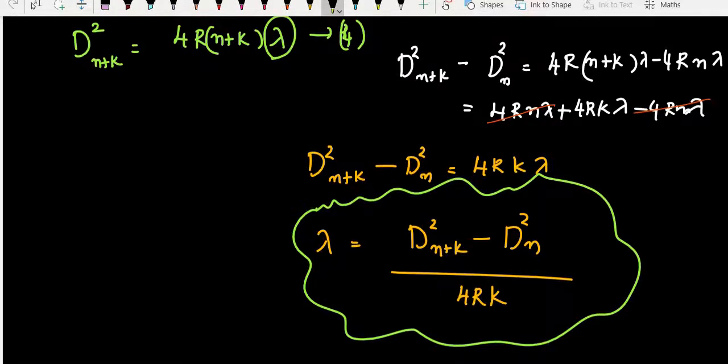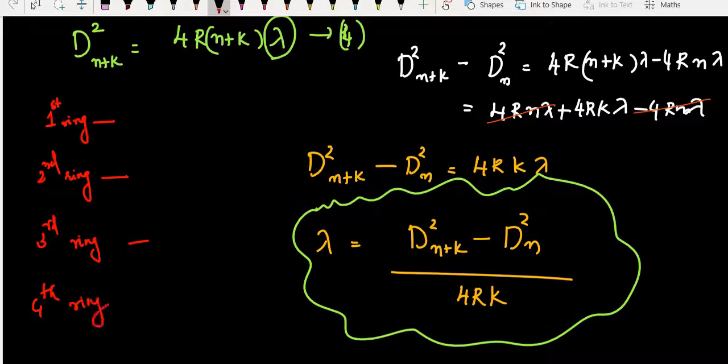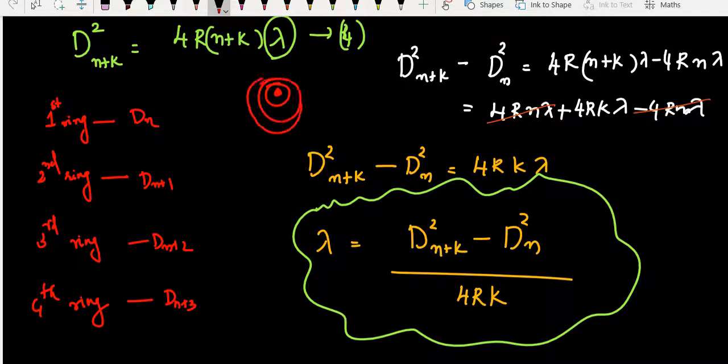Now, how to conduct the experiment? While doing the experiment, we will get the diameter of the first ring, second ring, third ring, fourth ring, etc. There will be a number of rings, so we will get the values for a number of rings. Suppose this is my nth dark ring, this is n plus 1, n plus 2, n plus 3. In the experiment, we have the center dark spot, then alternate dark and bright rings. We measure the first ring, which I assume is my nth dark ring, second ring Dn plus 1, third ring Dn plus 2, fourth ring Dn plus 3.